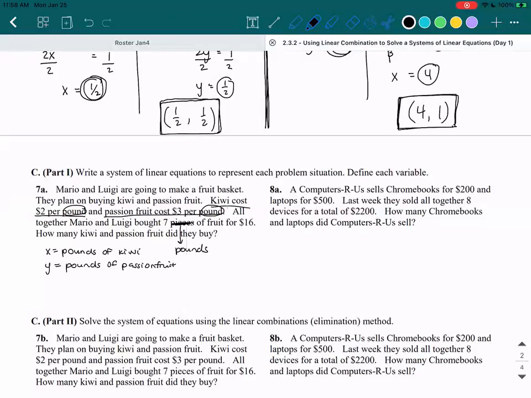So if they have bought 7 pounds of fruit for $16, that means your pounds of kiwi plus your pounds of passion fruit should equal 7, because that's how many pounds they bought.